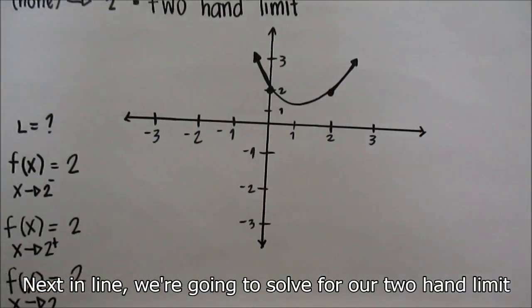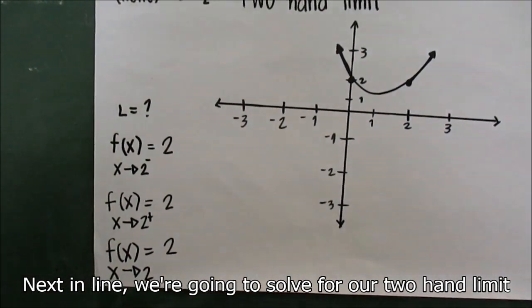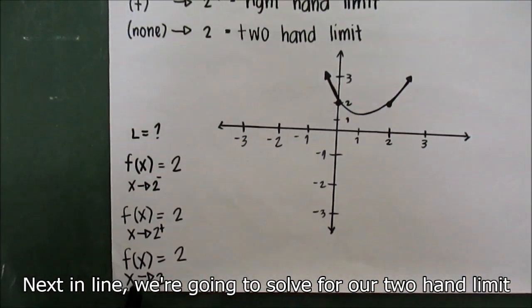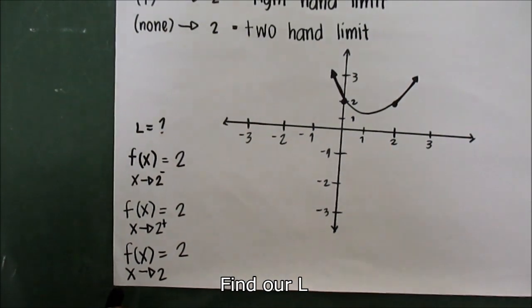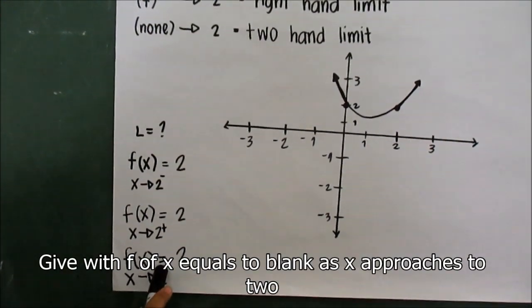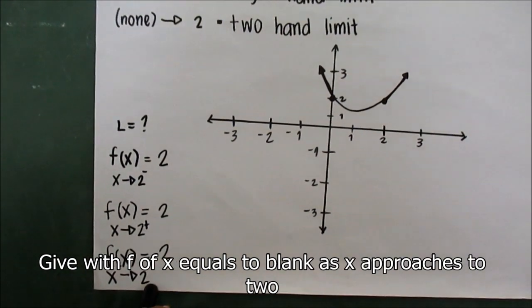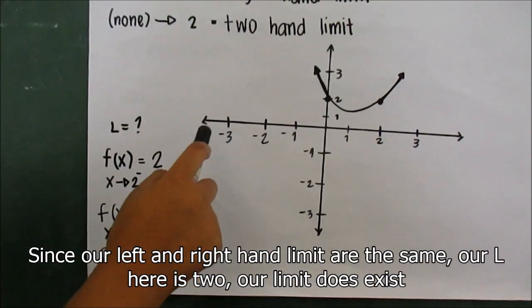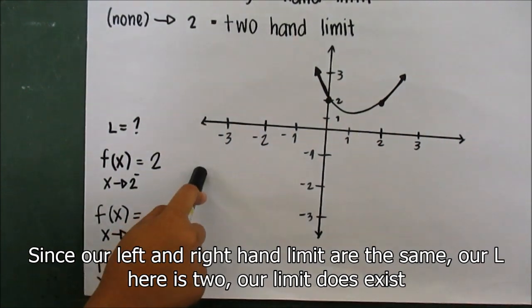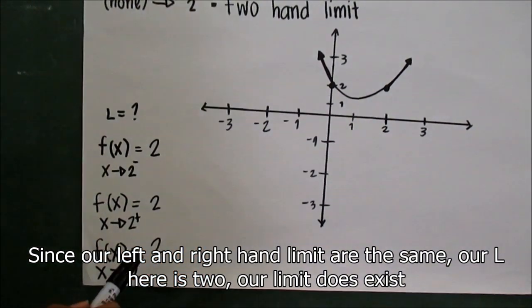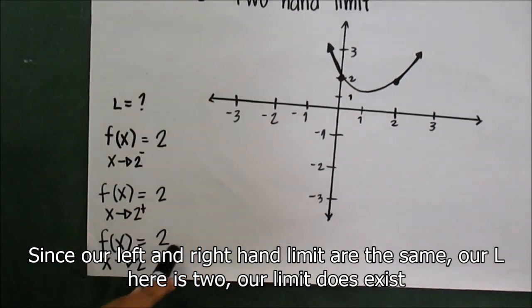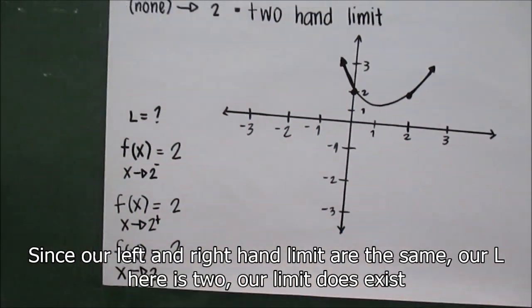Next in line, we're going to find our two hand limit, or to find our L, given f of x equals blank as x approaches 2. So since our left and right hand limits are the same, our L here is 2 and our limit does exist.